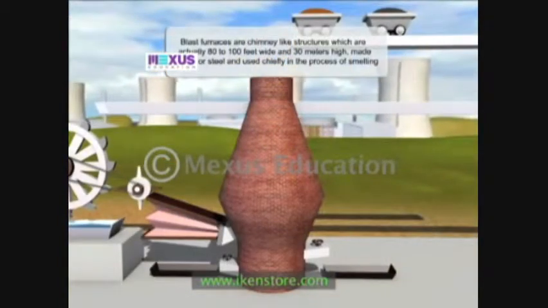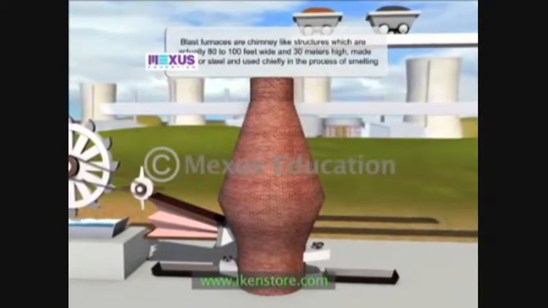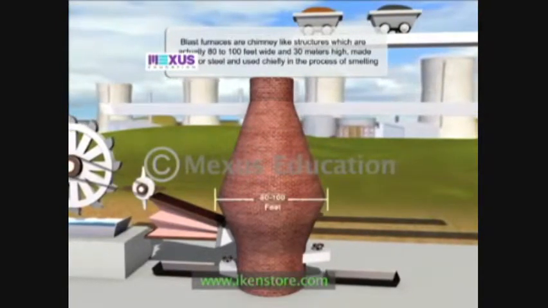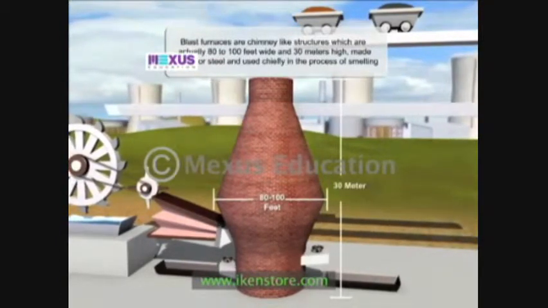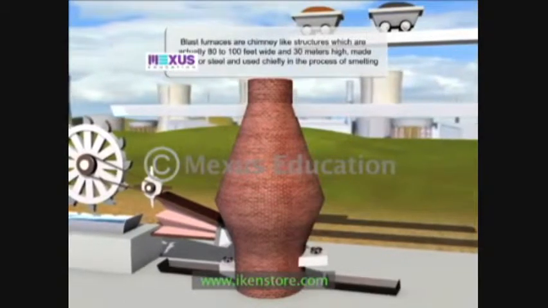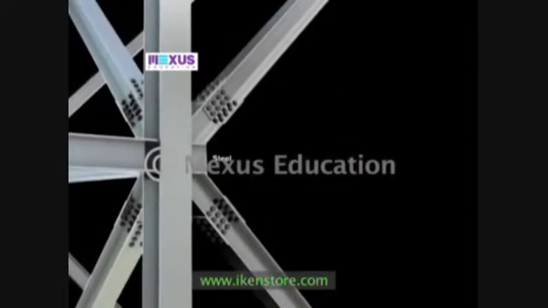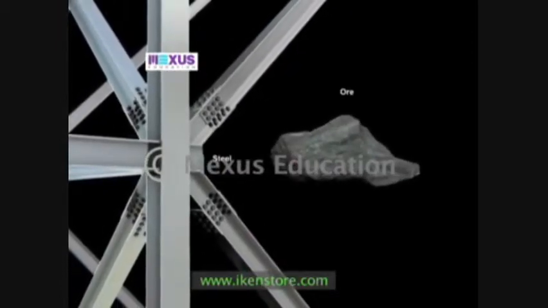Traditional blast furnaces are chimney-like structures which are actually 80 to 100 feet wide and 30 meters high, made of iron or steel and used chiefly in the process of smelting, that is deriving a metal out of an ore, in this case steel out of iron ore.